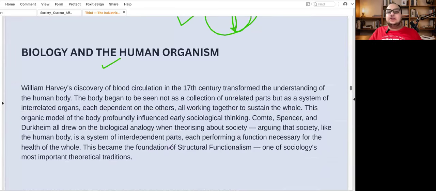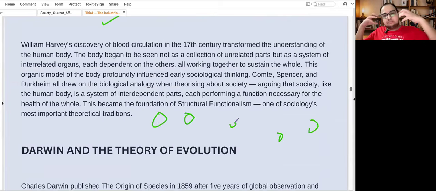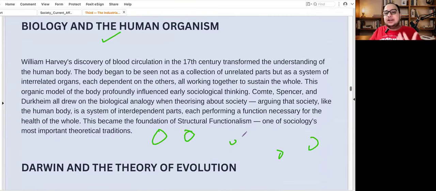Then biology and the human organism. A very important discovery was made by William Harvey. What was that? That was the discovery of blood circulation in the 17th century. It transformed the understanding of the human body. Now, the body was no longer seen as unrelated parts, that I have a nose, I have an ear, I have a liver. It is interconnected because of that discovery of blood circulation.